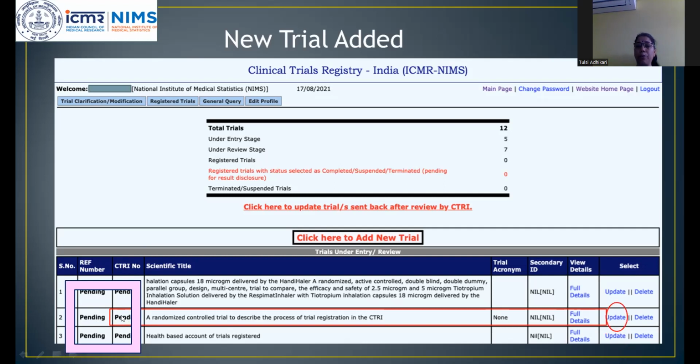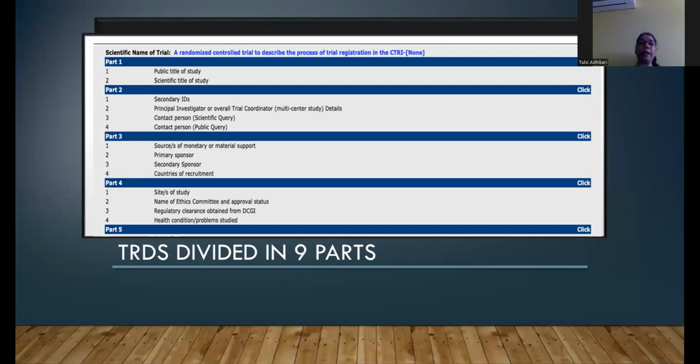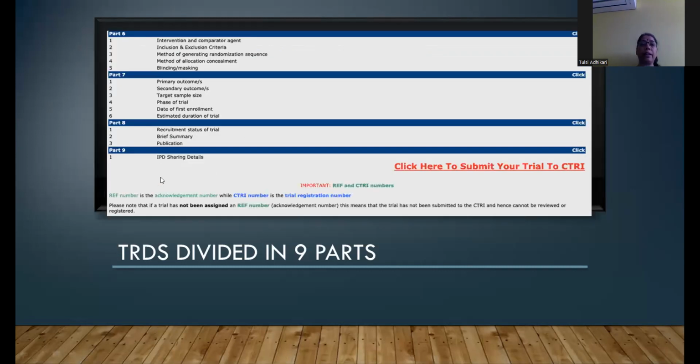So you update. Once you enter the primary title, public title, and then update, there are 9 parts in CTRI which have to be filled in. Part one is public title, scientific title. Part 2 is secondary ID, principal investigator. So all these things you have to enter one by one. And then after entering all these parts, you have to click here to submit your trial to CTRI.